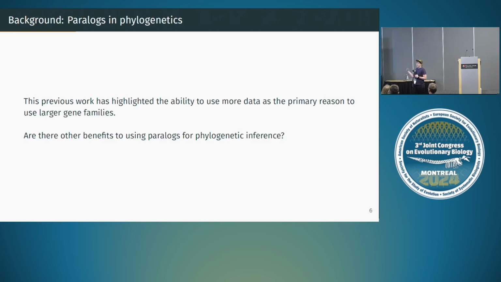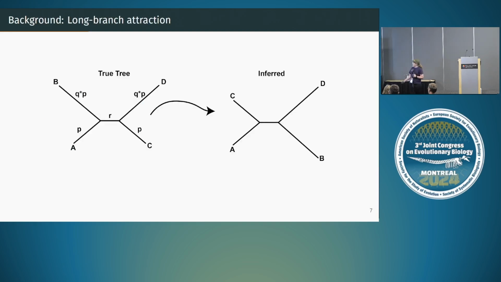But today I'm going to talk about another potential benefit of using larger gene families. And to do that, I'm going to talk about something that you just heard about in the last talk as well, long branch attraction. So for long branch attraction, we have, in our true tree shown here on the left, 2 taxa, B and D, that have long branches. And because of homoplasy, this will often cause us to incorrectly infer a tree where B and D are sister to each other, even though that doesn't reflect the relationships among species.